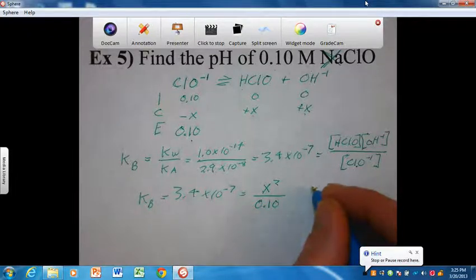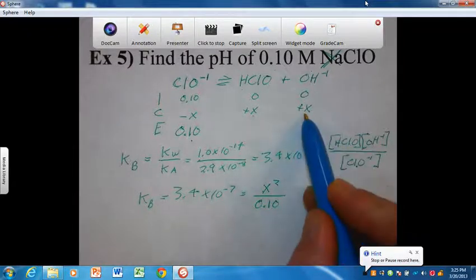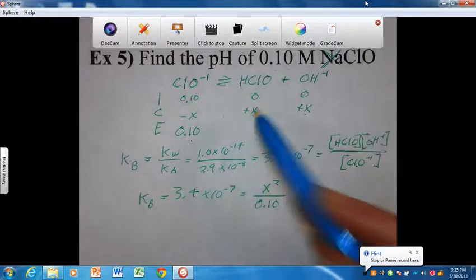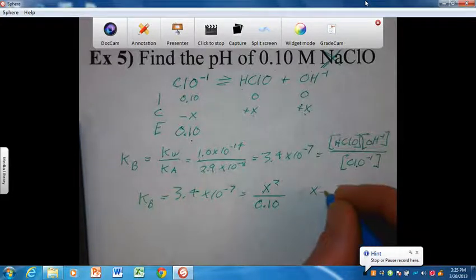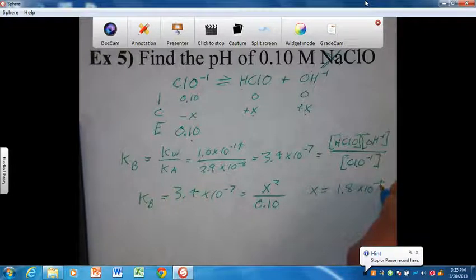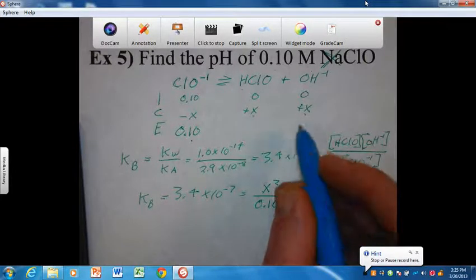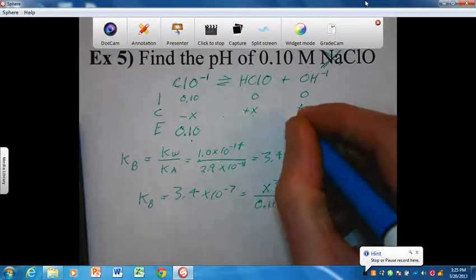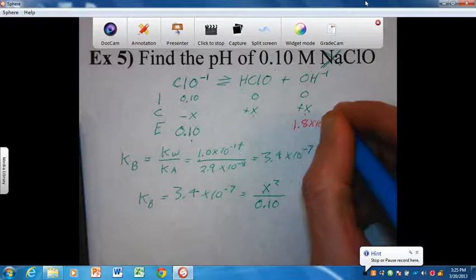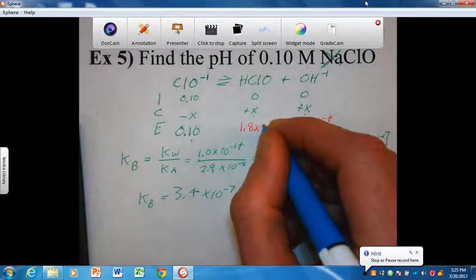I'm going to solve for x, and x is going to be both hydroxide and hypochlorous acid. So to do the math, I solve for x, and I get 1.8 times 10 to the minus 4. Now that value, as we said, is what we have for hydroxide and the acid, so I'm going to write that in here. 1.8 times 10 to the minus 4 and 1.8 times 10 to the minus 4.